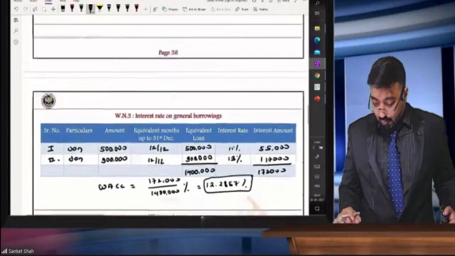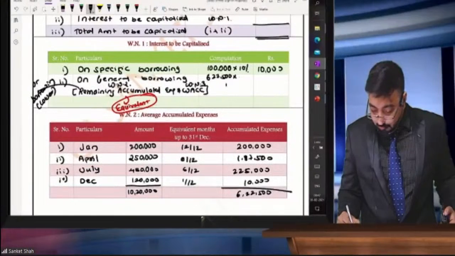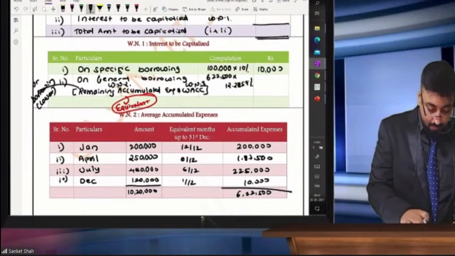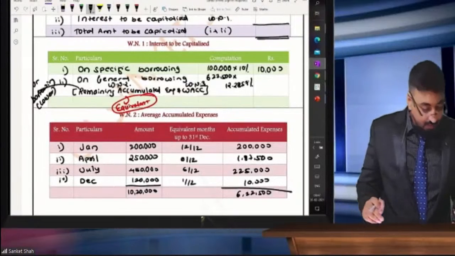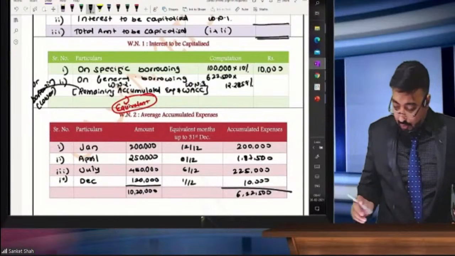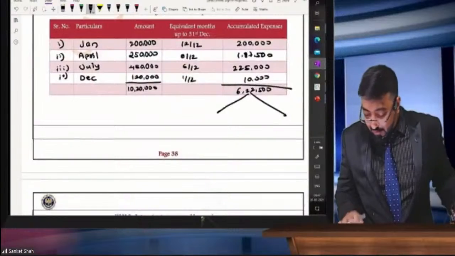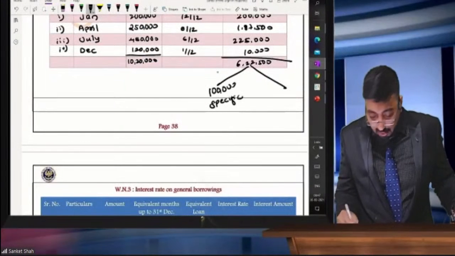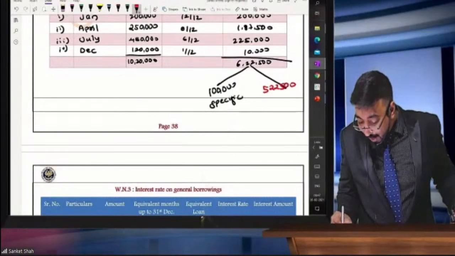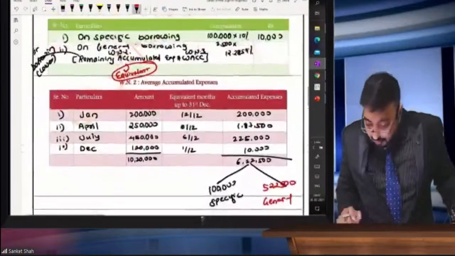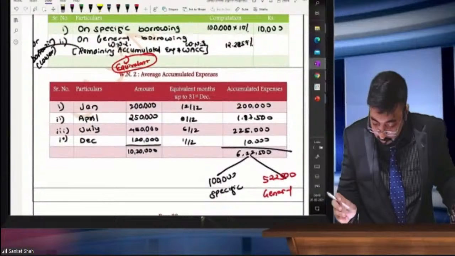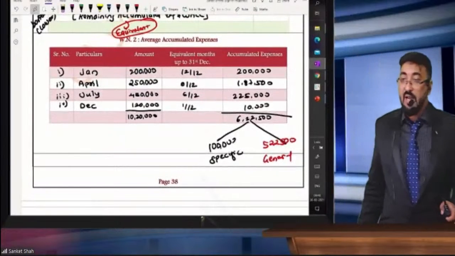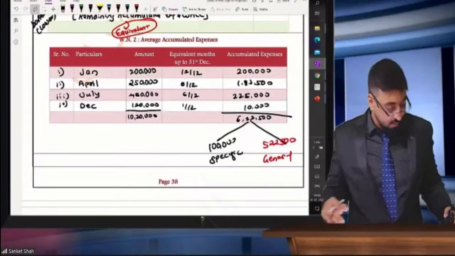12.2857%. Now I will multiply this amount, 622,500, by 12.2857%. So giving linking is very easy. Wait. Now out of this 622,500, you are wrong here. 1 lakh is specific. Write it by red pen. And 522,500 will be general. So you will consider only 522,500. So divide it over there only. 622,500: 1 lakh is specific and 522,500 is general.